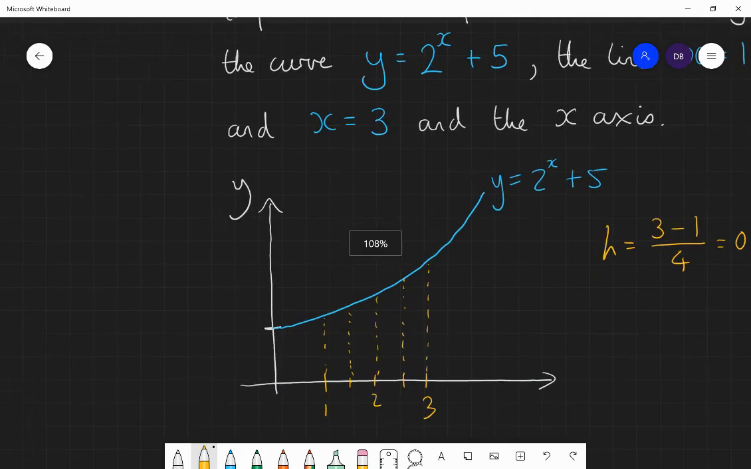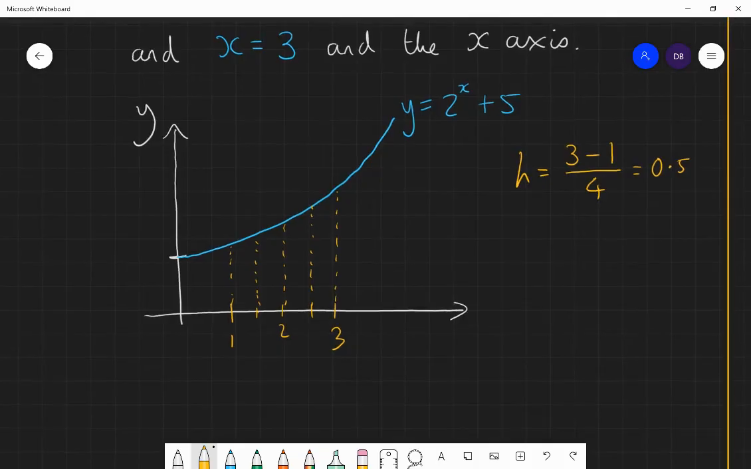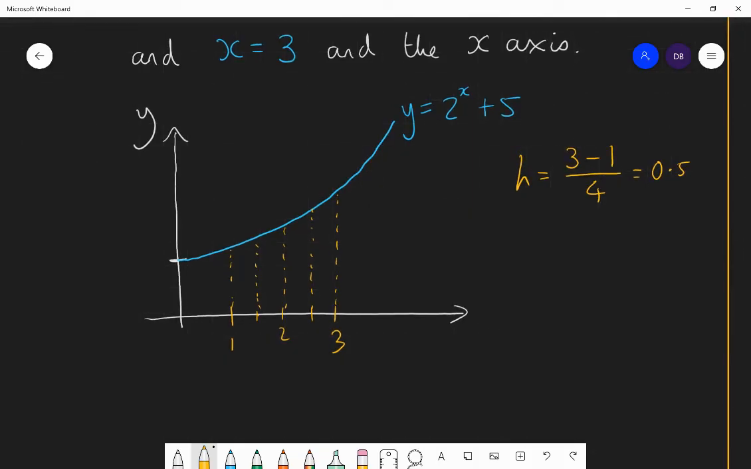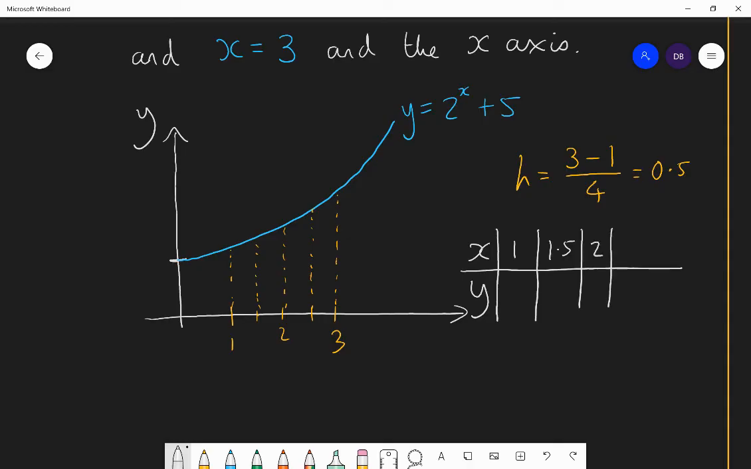So at this point, a good idea is to write a little table of values that you're going to be using in the question. So x and y values. So what is my x0 value? That's 1. Next one is going to be 1.5, then 2, 2.5, and 3. And then write down your corresponding y values.